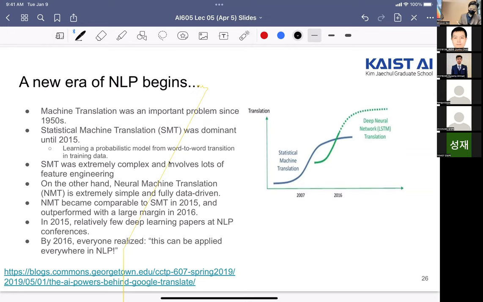That's why people were seeing NMT winning over SMT by 2016. They were projecting that NMT would get even better and better after 2016, and actually that came true. So in fact, I'm not sure where this should go, but it should be something like this. SMT is basically dead, almost. And in 2016, it was quite clear.